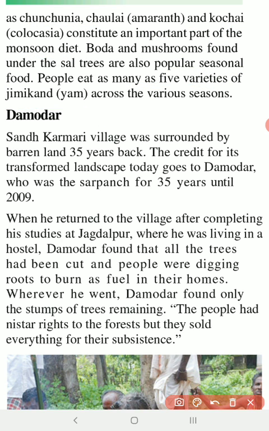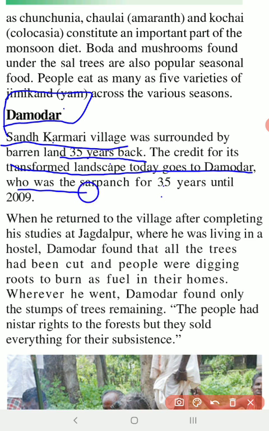Now, it all began with Mr. Damodar, the Sarpanch of Sant Karmari village. Sant Karmari village was surrounded by barren land 35 years back. Before Damodar became Sarpanch, for almost 35 years this village was surrounded by barren land. Why did it become barren land? The credit for its transformed landscape today goes to Damodar, who was Sarpanch for 35 years until 2009. It was he who transformed the barren land of his village into something beautiful.